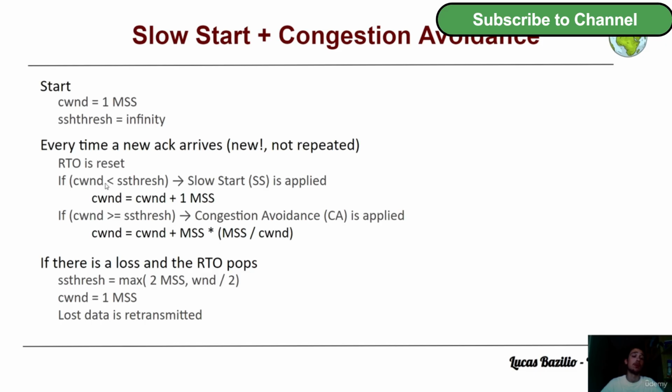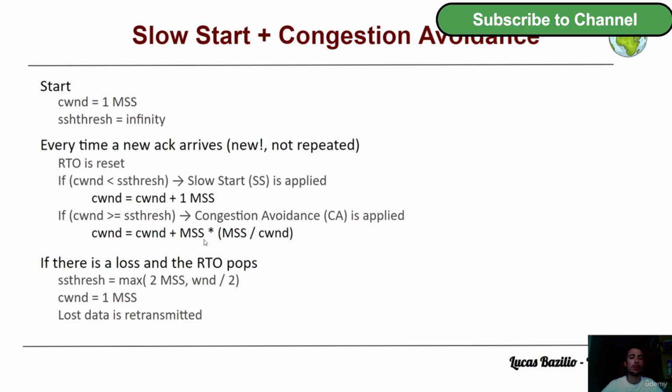And this is every time a new acknowledgement arrives. So we have two cases. If the congestion window is less than the slow start threshold, we increment by 1. If the congestion window is equal or greater than the slow start threshold, it means that we are in the congestion avoidance phase. And now we need to increase the congestion window by 1 maximum segment size multiplied by the maximum segment size divided by the congestion window.